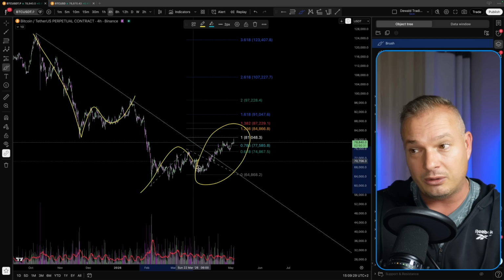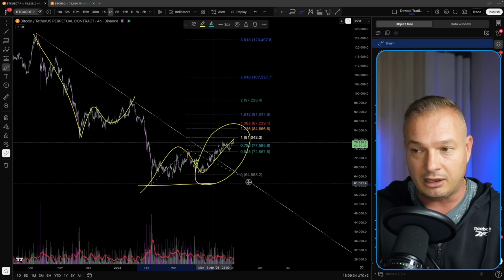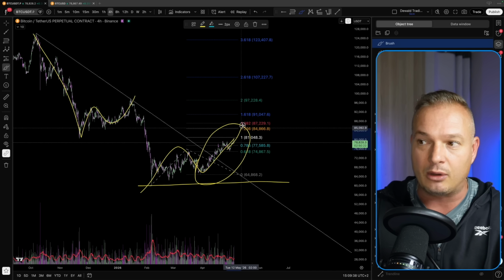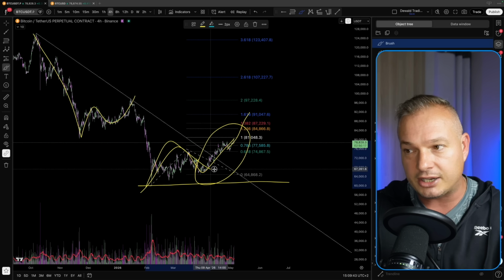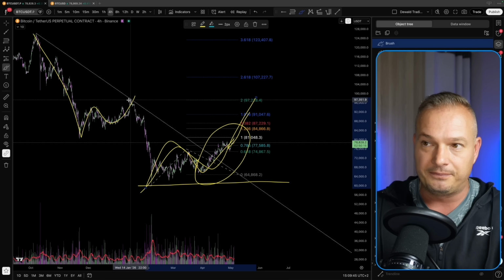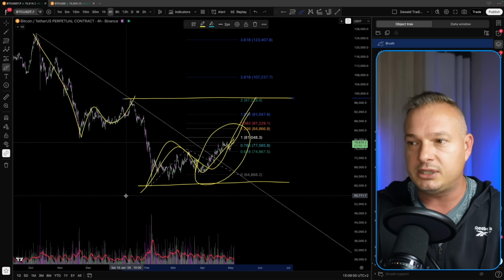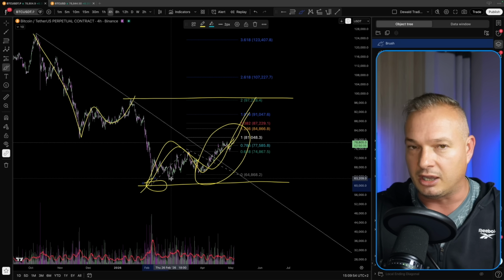Okay, and for now, this is still a three-wave structure, which means that the 60K low still has a high probability of being claimed regardless of how high this three-wave structure goes to the upside. As long as the structure remains a three-wave structure, even if it claims the high, it still has the potential to claim the low. The bulls have to see a five-wave structure to the upside.